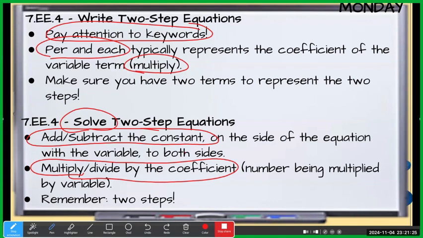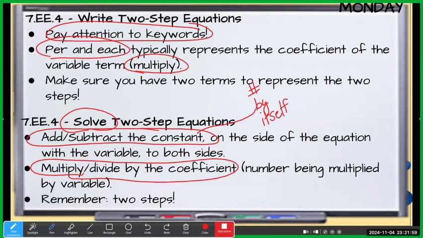First step, what does it tell us to do? What's a constant? It's the number beside there. The number that don't got a variable. That's it. So everybody needs that in your paper: a constant is by itself, a number by itself.